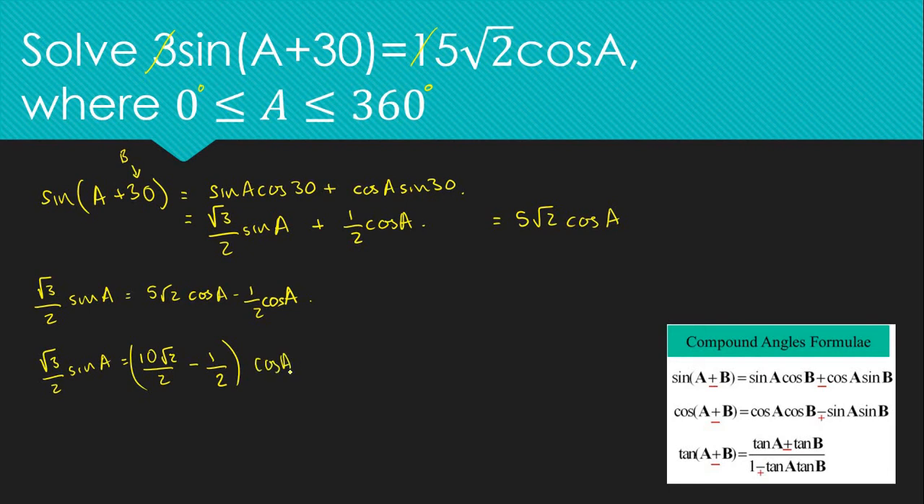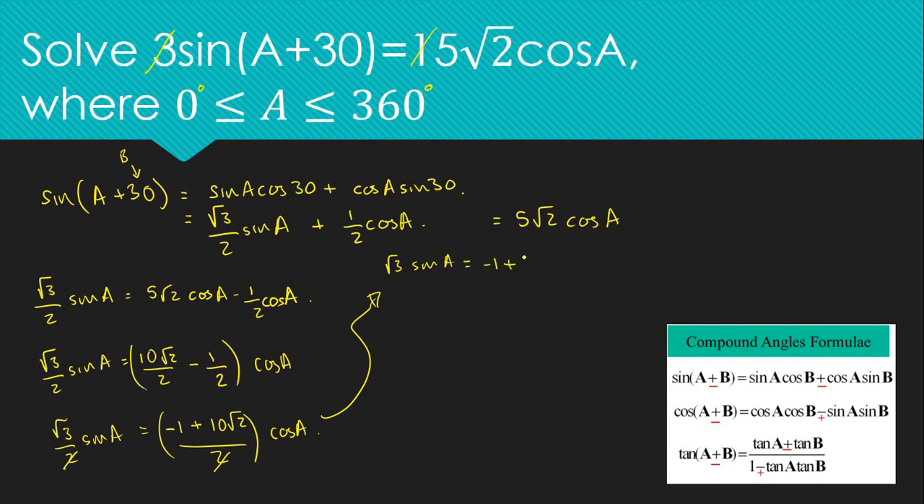So there's two things that I've done there. I've multiplied through by 2 in the numerator and the denominator for this coefficient, and I've also factored out the cos A. So this thing would have turned into 10 root 2 over 2 minus 1/2, and I've factored out the cos A. I am now going to have root 3 over 2 sine A equals negative 1 plus 10 root 2, all over 2, lots of cos A. I'm going to cancel out these dividing things, and from here I'm going to have root 3 sine A equals negative 1 plus 10 root 2 cos A.